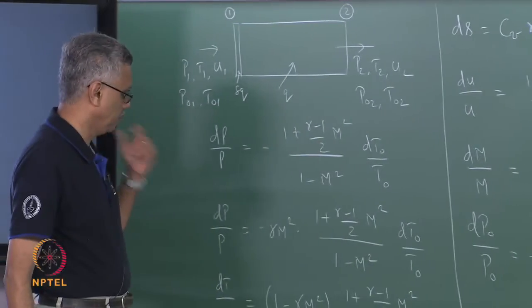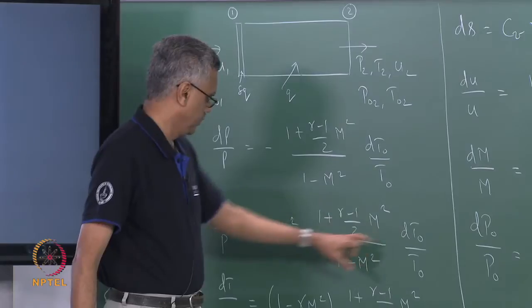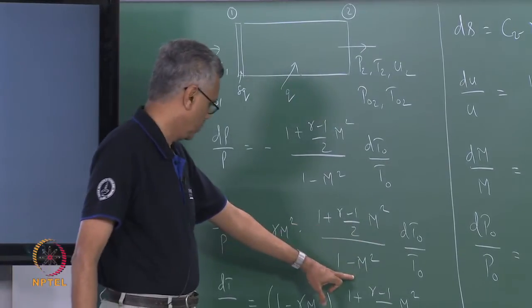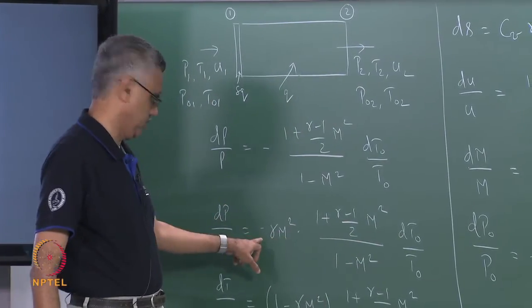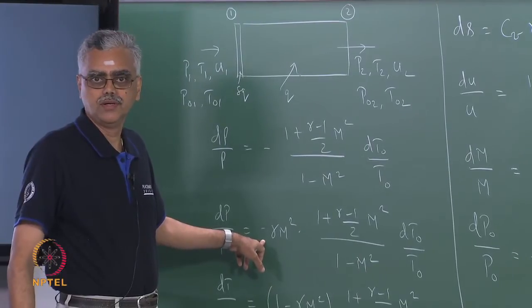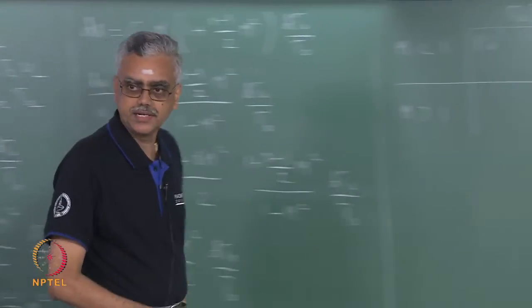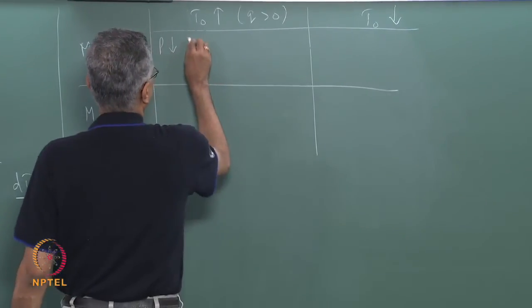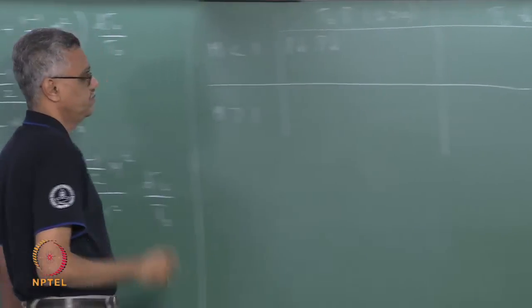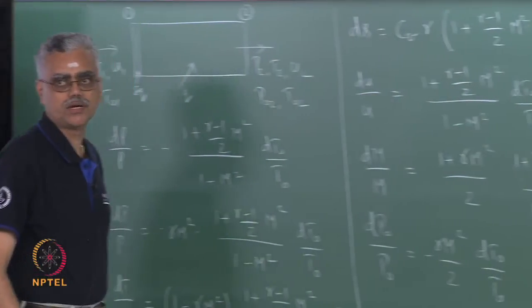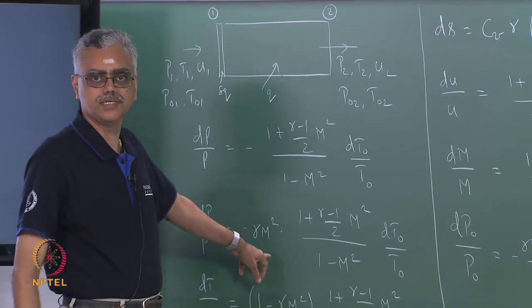Let us look at pressure. This term is positive, this term is also positive, the square is positive. So what happens to the pressure? P decreases, right? dP is negative, so pressure also decreases if I add heat to a subsonic flow. Is this argument clear? We are looking at everything term by term.